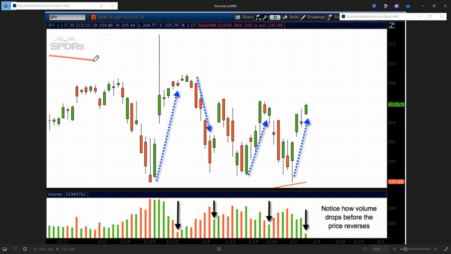They're using the SPY in this example. So you could see here as the SPY is going up, what is happening below? Well, the volume is dropping pretty hard, right? We can see that.